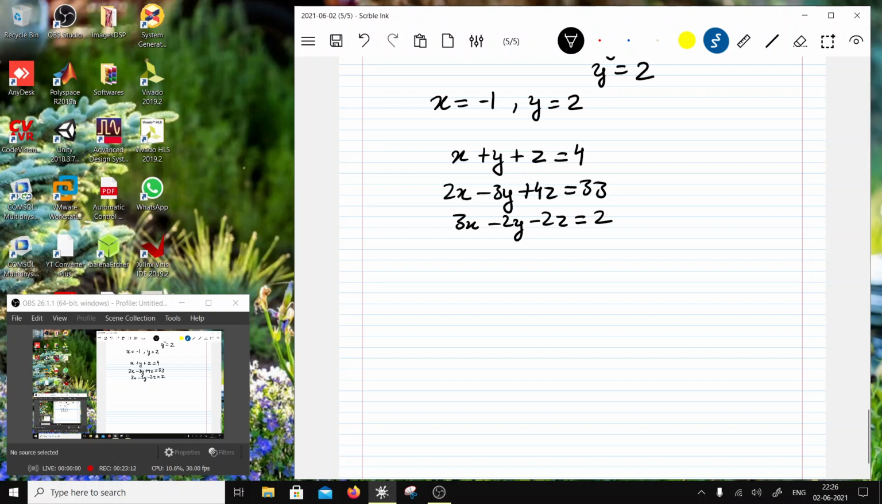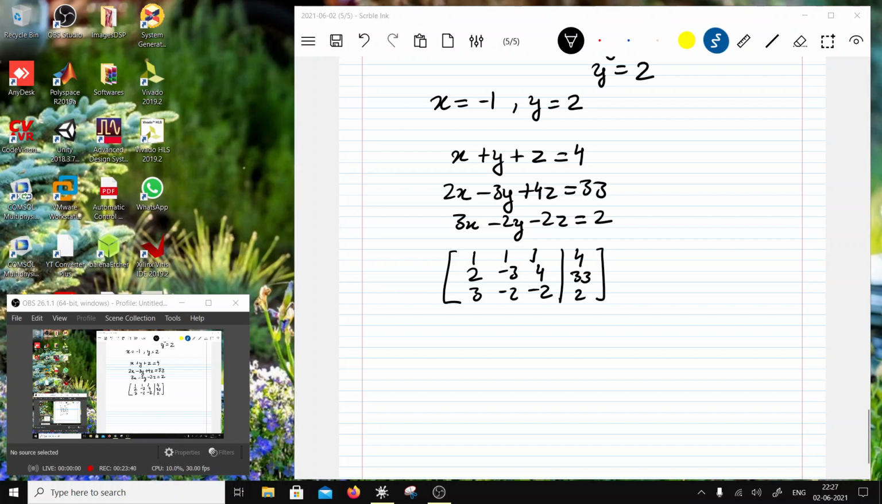So what is the method of elimination? I can express this as a matrix. I can say 1 1 1, 2 minus 3 4, and then I have 3 minus 2 and minus 2, right? And then I have the solution here as 4, 33 and 2. So whatever row operations I do, I'm going to do on the right hand side also.